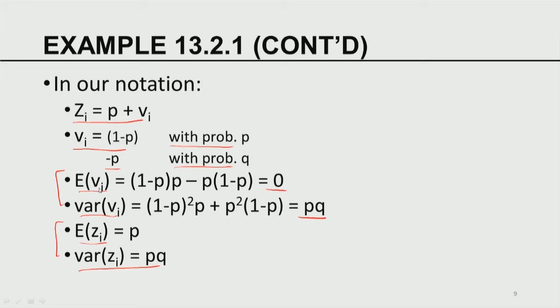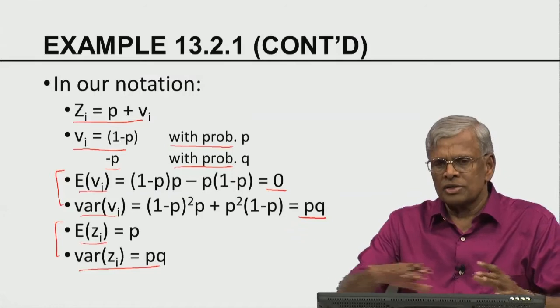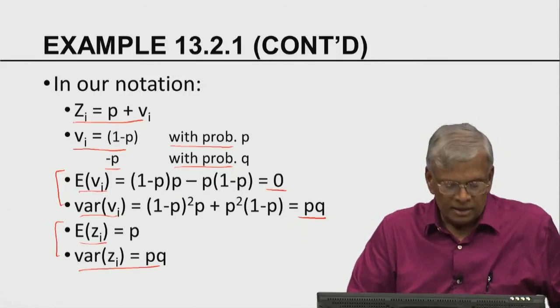With this, first we are going to compute the expectation and the variance of vi. The expectation of vi is 0, the variance of vi is pq. Once I know the mean and the variance of vi, since zi is a sum of a constant plus a random variable, adding p to vi simply shifts the mean. So the mean of zi is p, the variance of zi is pq. This is the fundamental result that comes from probability theory. If you add a constant to a random variable, the distribution of the sum is the same as the distribution of the original random variable, except that the variance remains the same but the mean is shifted. That is the basic idea here.